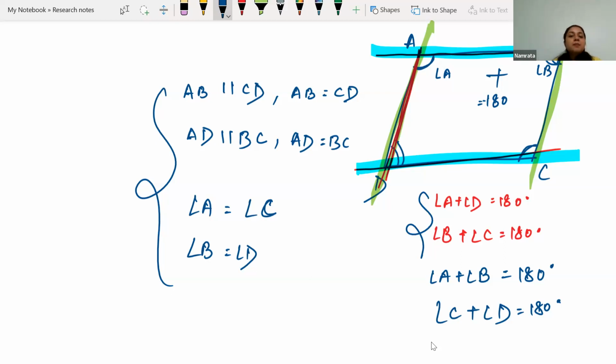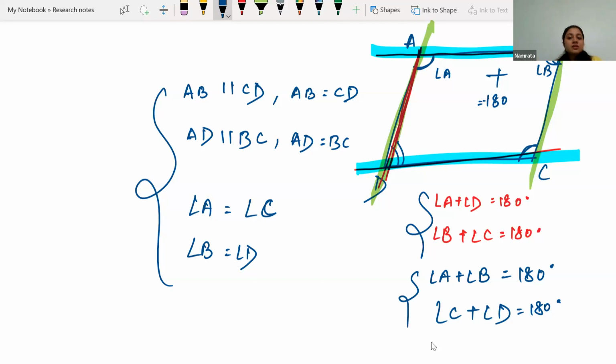But here, since it's a parallelogram, we have two pairs of parallel lines. The horizontal line on the top and the horizontal line on the bottom are both parallel. So from here we are getting two conditions, and the vertical lines are also parallel. So from here also we are getting two conditions.